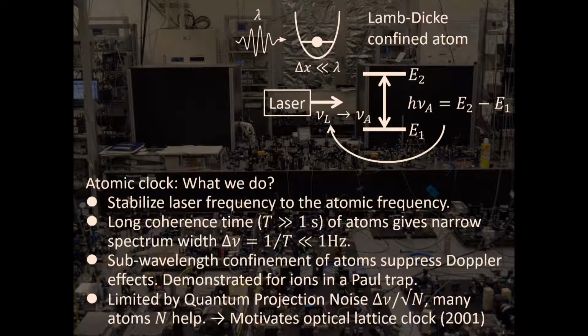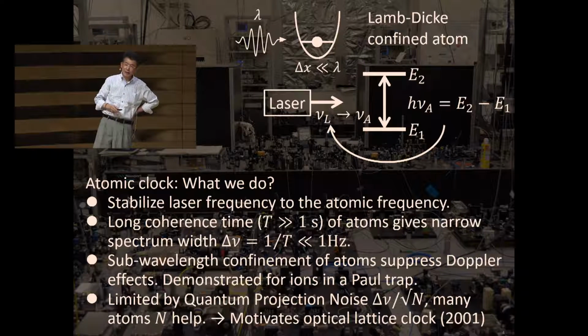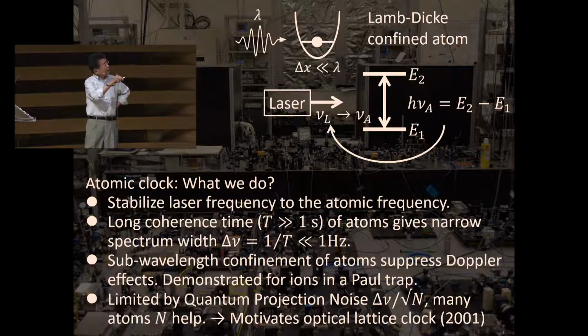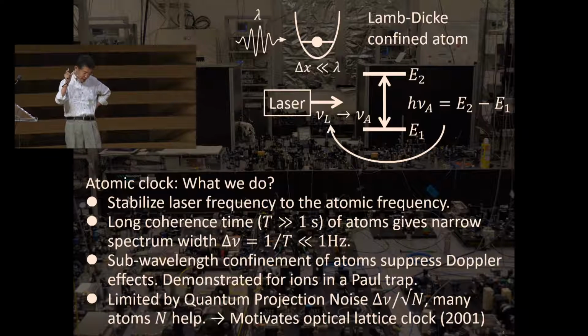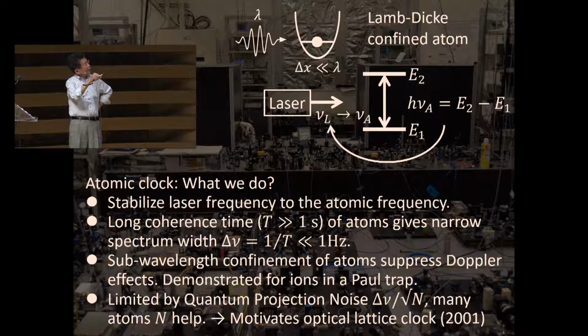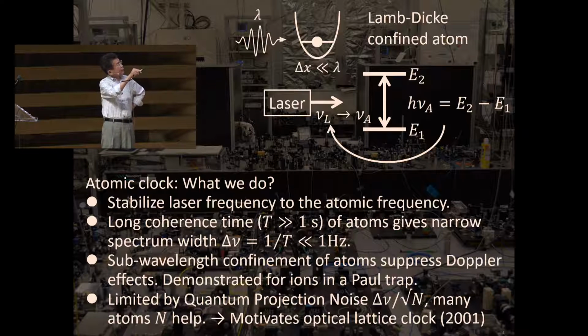So, you are already familiar with atomic clocks. So, atomic clock, what do we do? We stabilize the laser frequency to the atomic transition frequency. This is what we do. The long coherence time of atoms gives a very narrow spectrum of about 1 Hertz. The important thing is that sub-wavelength confinement of atoms suppresses Doppler effects. So we trap the atoms, the so-called Lamb-Dicke regime.